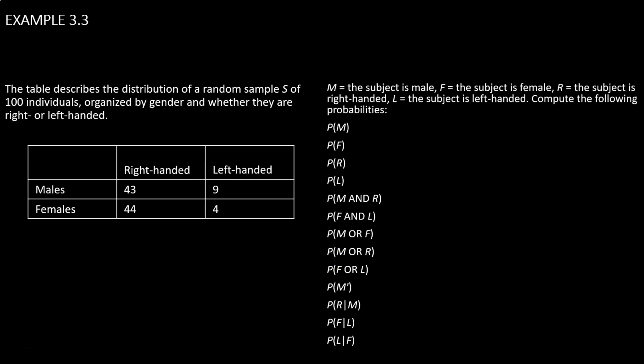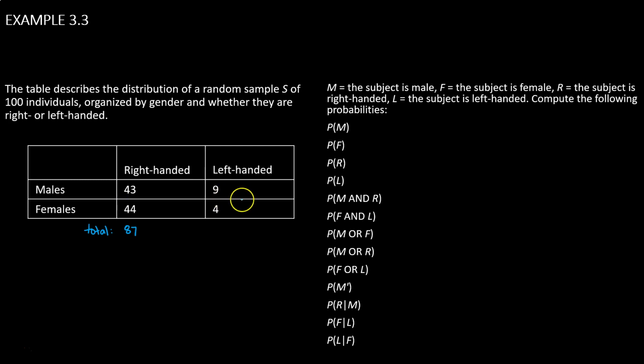One thing that's really useful to do in tables like this is to find totals of each type of category. For example, in my right-handed column, I can see that 43 of those who identify as male are right-handed, and 44 of those who identify as female are right-handed. So I could find my total of those who are right-handed just by adding down the right-hand column. So it would be 87. We have 87 right-handed individuals inside of our sample.